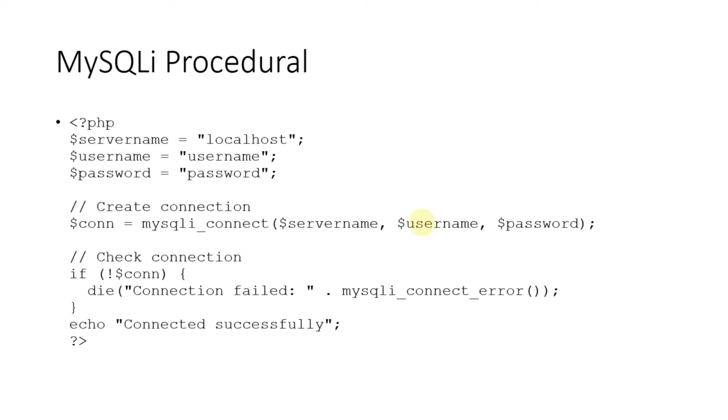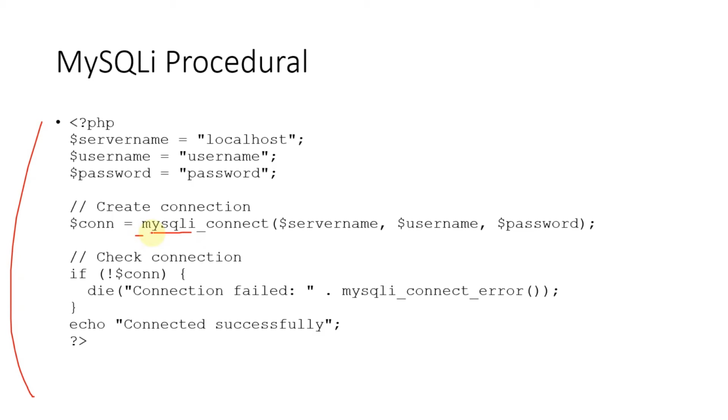You can also use MySQLi procedural code to connect a database. This code is somewhat similar to the previous code. There are some minor changes. The first one is that we used the MySQLi class and used a new keyword to create the instance of this class.